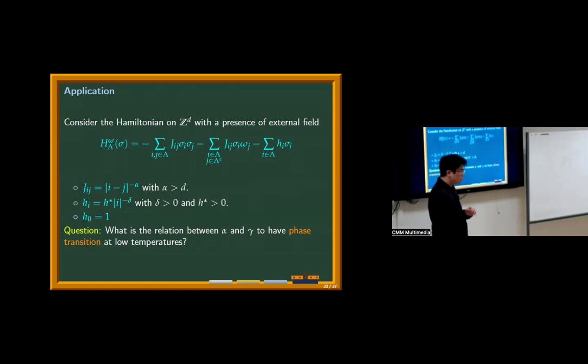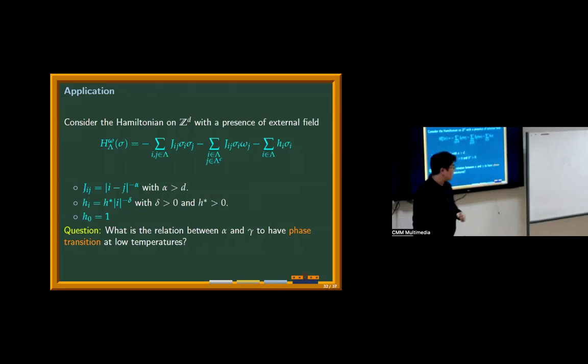Let me try to be very quick, but one of the applications that I mentioned is about the decaying fields. I'm considering the Hamiltonian, adding a one-body field, and that's not constant. It decays polynomially as well. And the question is, what's the relation between the power alpha for the J's and power delta for h, so that we still have this transition?